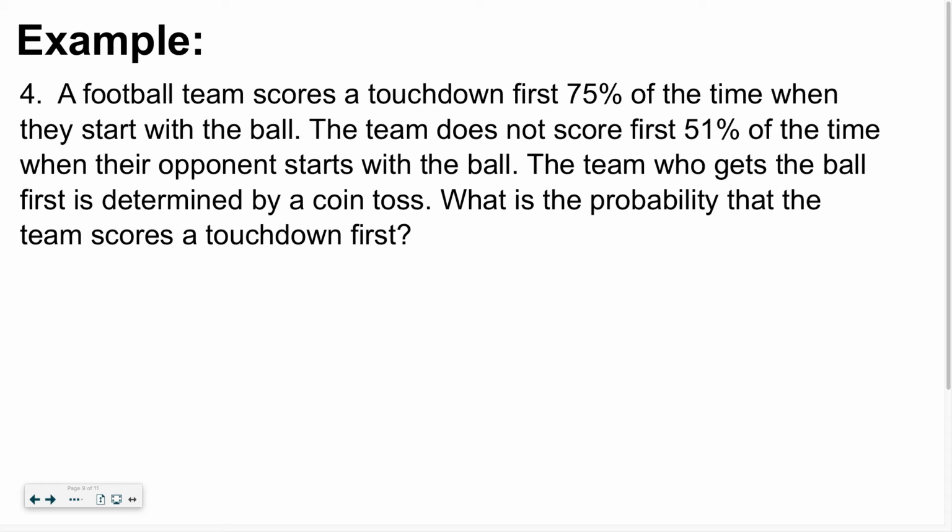Coin toss. There is a coin toss, right? So something has to happen with the coin toss. What does a coin toss do for us in this example? Figures out who starts with the ball. And that's really important to know, because then our other probabilities depend on whether you started with the ball or not. So they're dependent probabilities. So I'm going to make a tree diagram.